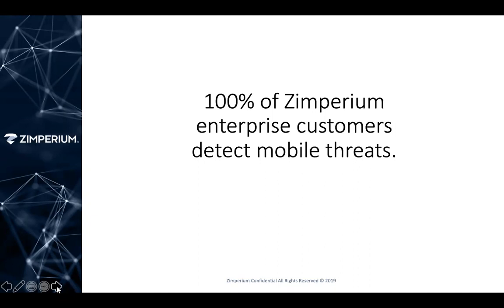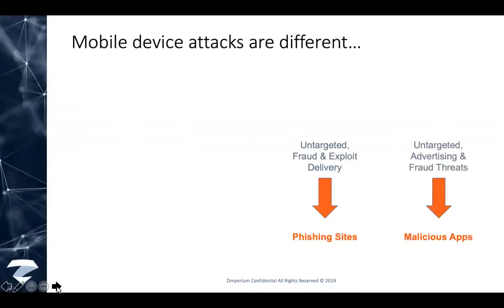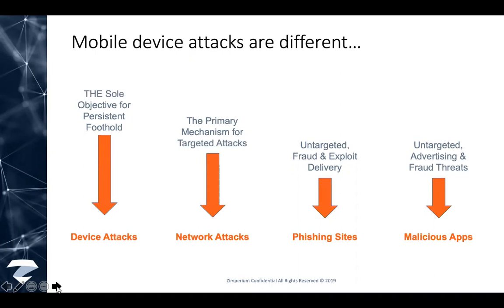But 100% of our customers have detected threats. What are the types of attacks? Well, there's 4 big buckets. And again, this isn't designed to be, we did the whole threat detection thing just a few weeks ago. You can go check that out. But it's important in terms of setting this up. There are 4 big attack vectors: malicious apps, phishing, network attacks.